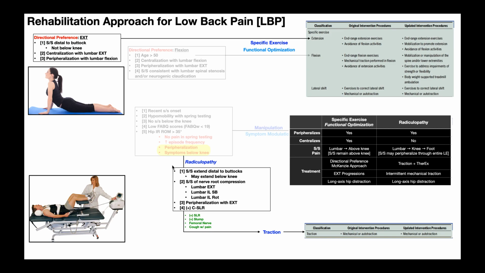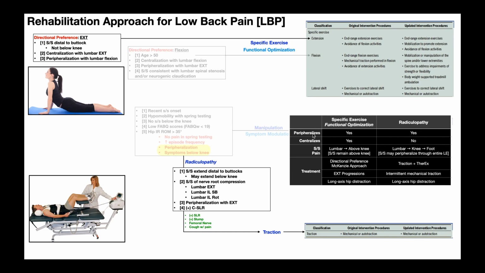They both can technically have radicular symptoms. But it's important to differentiate patients that fall into the directional preference from those that fall into the radiculopathy because the treatment is going to be somewhat different. Okay? And that leads to the question, how do you differentiate these? Well, look at this table over here. So on the left, we have the specific exercise group. So technically, the functional optimization group is what it's called. And then radiculopathies over here on the right.